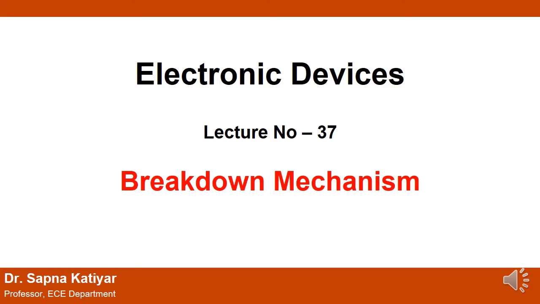Let me remind you that in previous video lectures we have discussed the PN junction diode and its VI characteristics in forward bias and reverse bias. We have even discussed the VI characteristics for the practical diode as well as the ideal diode. Let us begin today's lecture, which is about the breakdown mechanism.